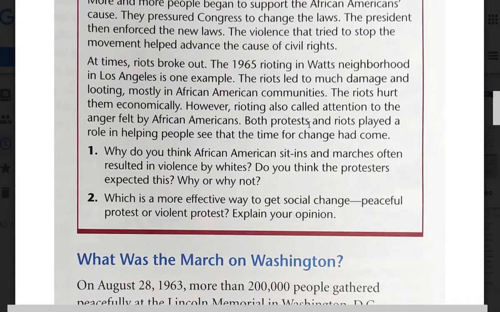Why do you think African American sit-ins and marches often resulted in violence by whites? Do you think the protesters expected this? Why or why not? So, if you think about black people sitting in a restaurant that they're not welcome in, they'd be yelled at, be made fun of, maybe their chairs kicked, maybe they're pushed over. And after all that intimidation, the African Americans will not leave because they are brave and they're trying to prove a point.